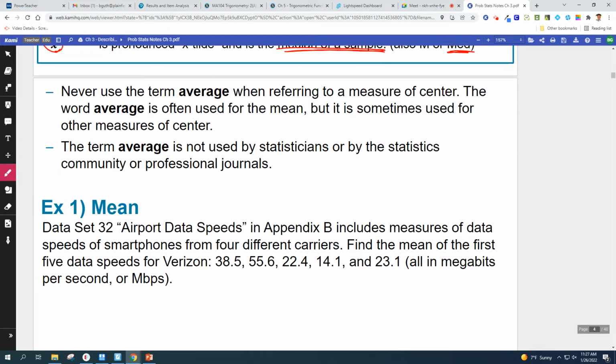We don't use the term average, even though that's what the mean is. There are other meanings for the word average. So we don't say average, we say mean. Never use the term average when referring to a measure of center. The word average is often used for the mean, but it is sometimes used for other measures of center, so it's confusing. The term average is not used by statisticians or by the statistics community or professional journals, so just don't use average, use mean.